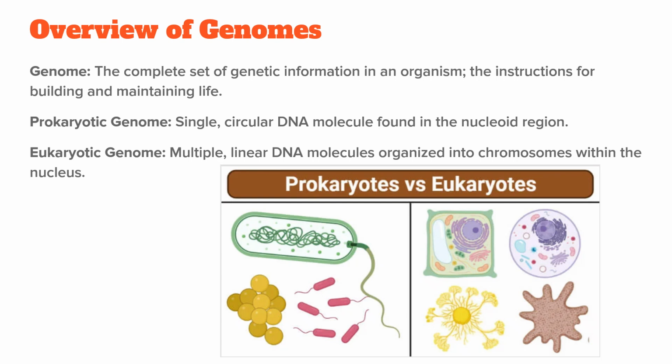A genome is the complete set of genetic instructions for an organism. In prokaryotes, it's typically a single circular DNA molecule in the nucleoid region. In eukaryotes, it's multiple linear DNA molecules packaged as chromosomes inside the nucleus.